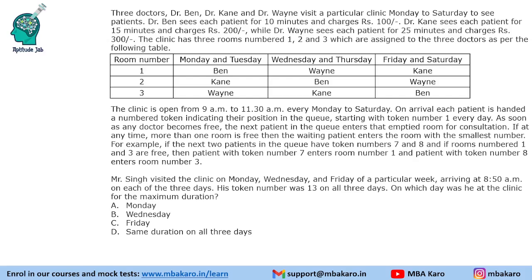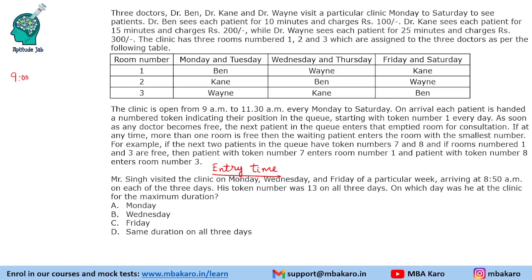Okay. So in this question, we are given that he arrives on Monday, Wednesday and Friday, arriving at 8:50 a.m. So the clinic opens at 9 a.m. So at 9 a.m. all three rooms will be open. So first of all, we will find his entry time on each day, and then that will give us the time he spent on each of the days, and we will find out on which day he spent the maximum time.